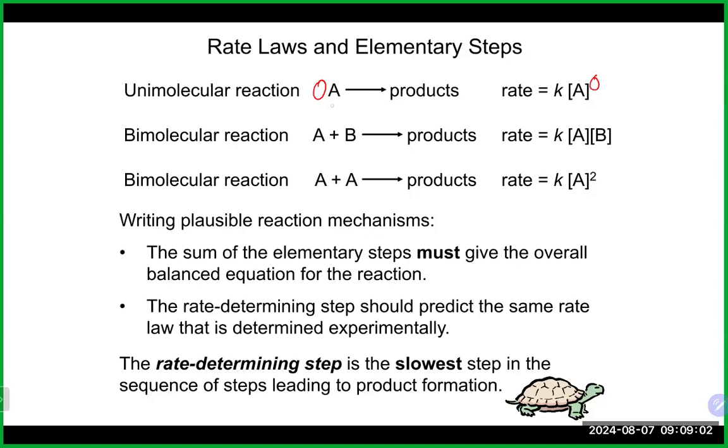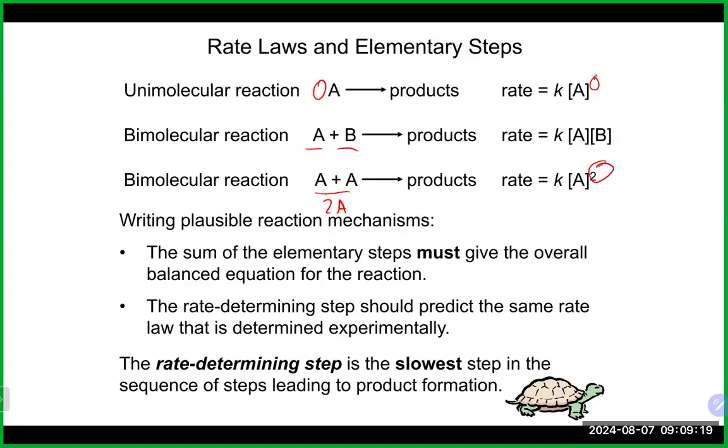So here, if we were to write a rate law for this elementary step, the rate would equal k times A. Here, the rate would equal k times A times B. And here, that's basically 2A, which means the rate law would be k times A squared.